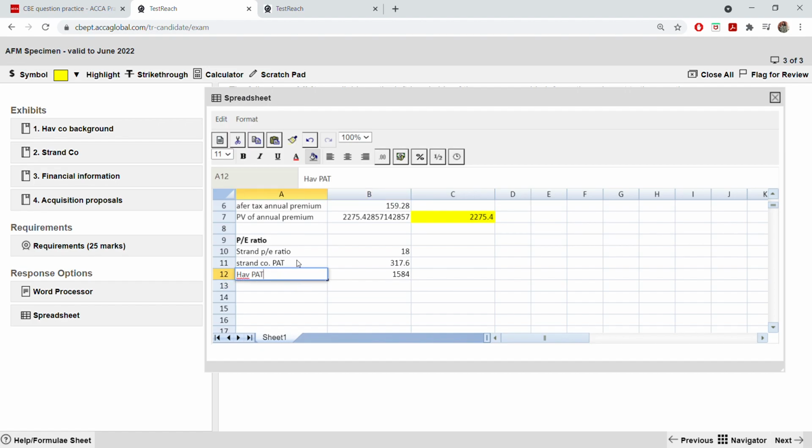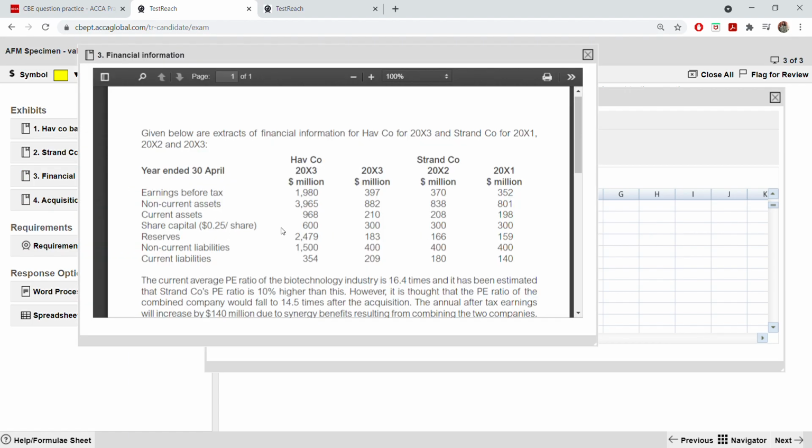What else do you need? You need each company's value individually. Okay, before acquisition. Individually, what is the value of strength? Individually, what is the value of have? So have company's current value. How do you find the have company's current value? Through the shares and the number of share that is given to you. So if you see here 0.25 and 600, you have to find the number of shares. Okay, this is the price, $600 million. But if you want to find the number of share, it will be simply 600 divided by 0.25, or 600 multiplied by 4, which is 2400.